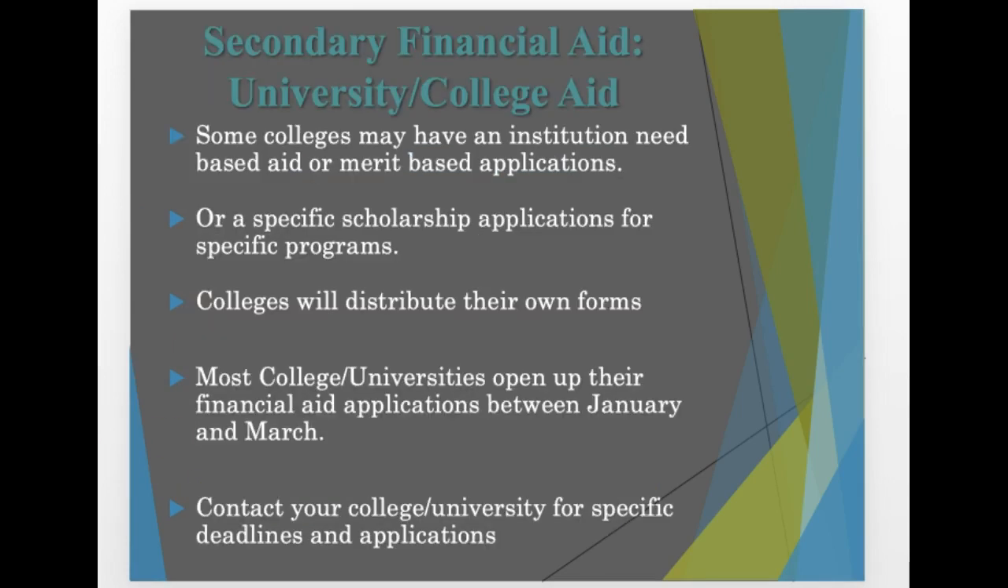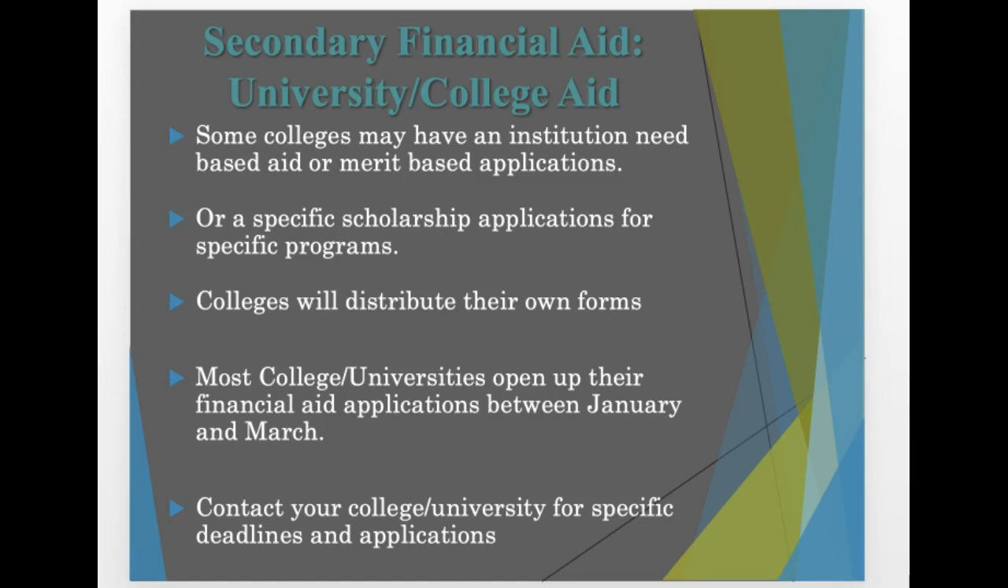So we want to talk about secondary financial aid, university and college aid. Some colleges and institutions have need-based and merit-based applications for you to complete. A specific scholarship application for specific programs. There may be separate applications. There may not just be one application. So just know that you'll want to double check with the college and scholarships to make sure that you're completing all of the applications necessary.